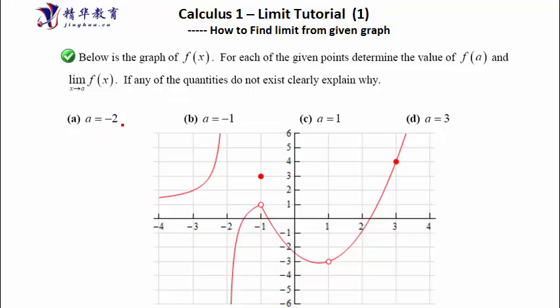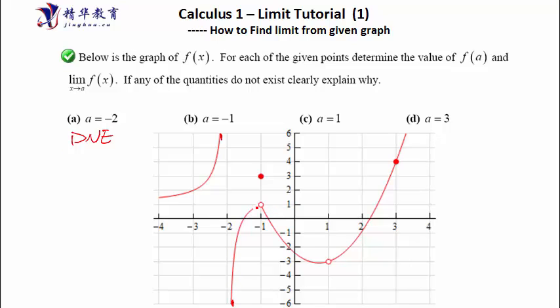Now a approaches -2. We have a disagreement here as well, right? When x approaches -2 from the left-hand side, we get here, where the y value is a pretty big number. When x approaches -2 from the right-hand side, we get here, where the y value is a pretty big negative number. So we have a disagreement, and we don't have a limit. It does not exist.